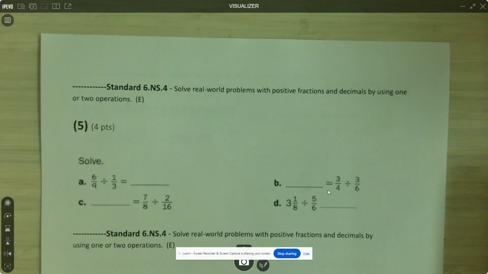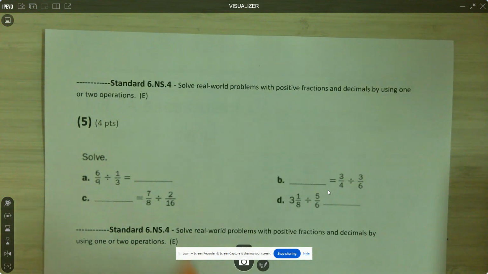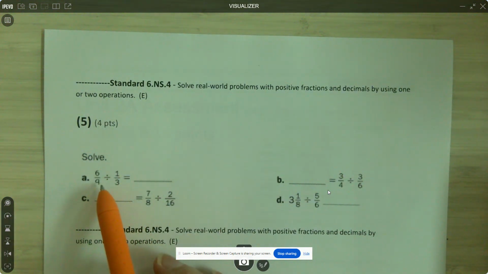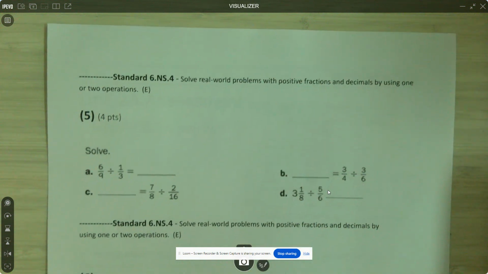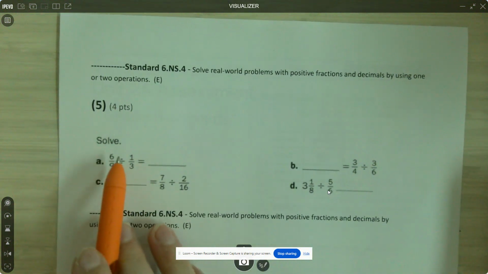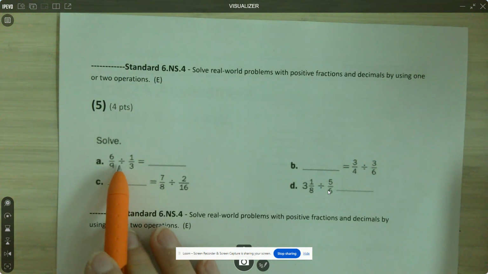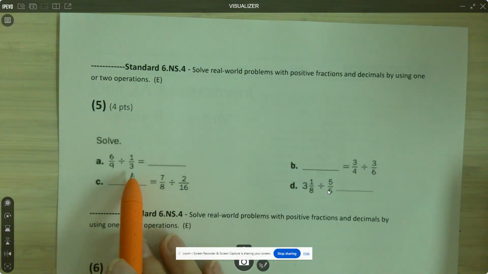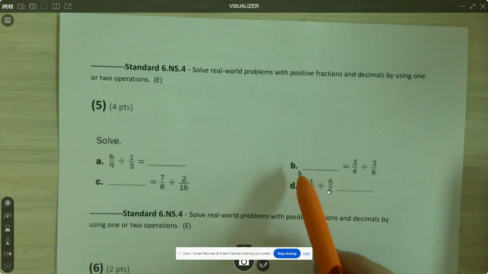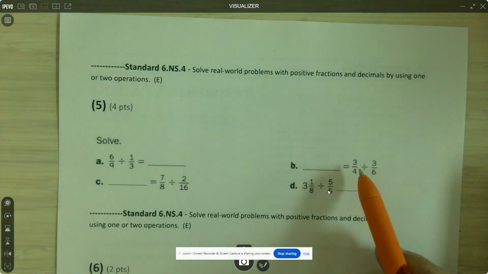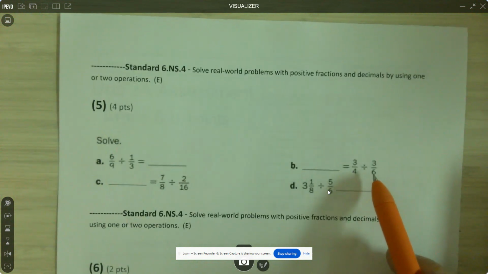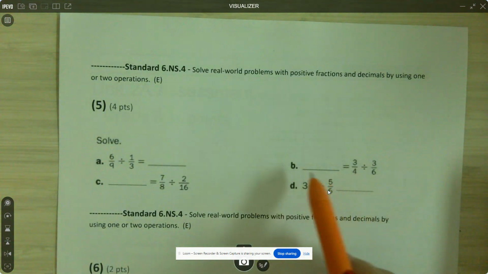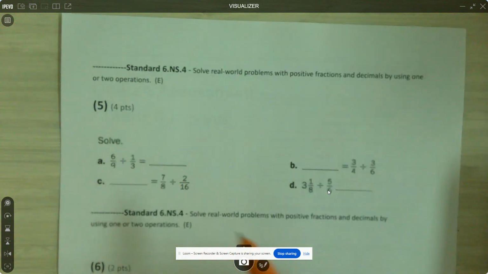The next problem that you will solve is number 5. So number 5, you are just simply solving these division problems. So on A, you're going to do 6/9 divided by 1/3. Then for part B, you're going to do 3/4 divided by 3/6. You will write your answer on the line.